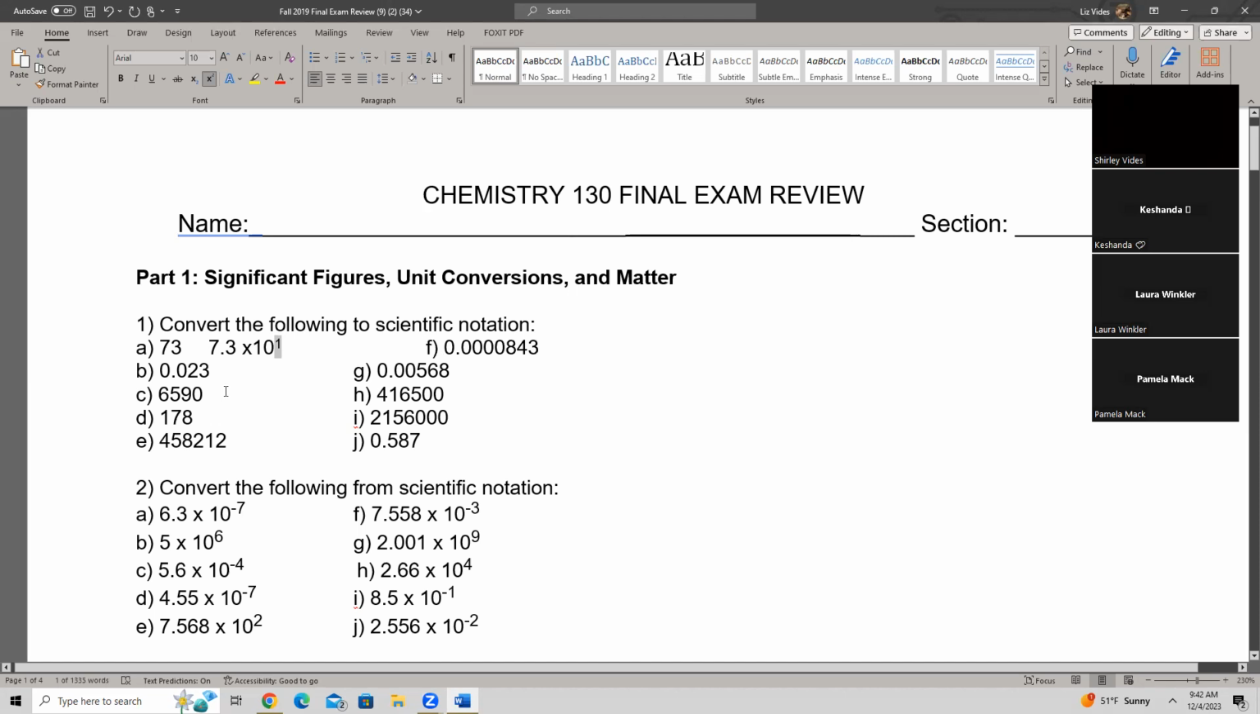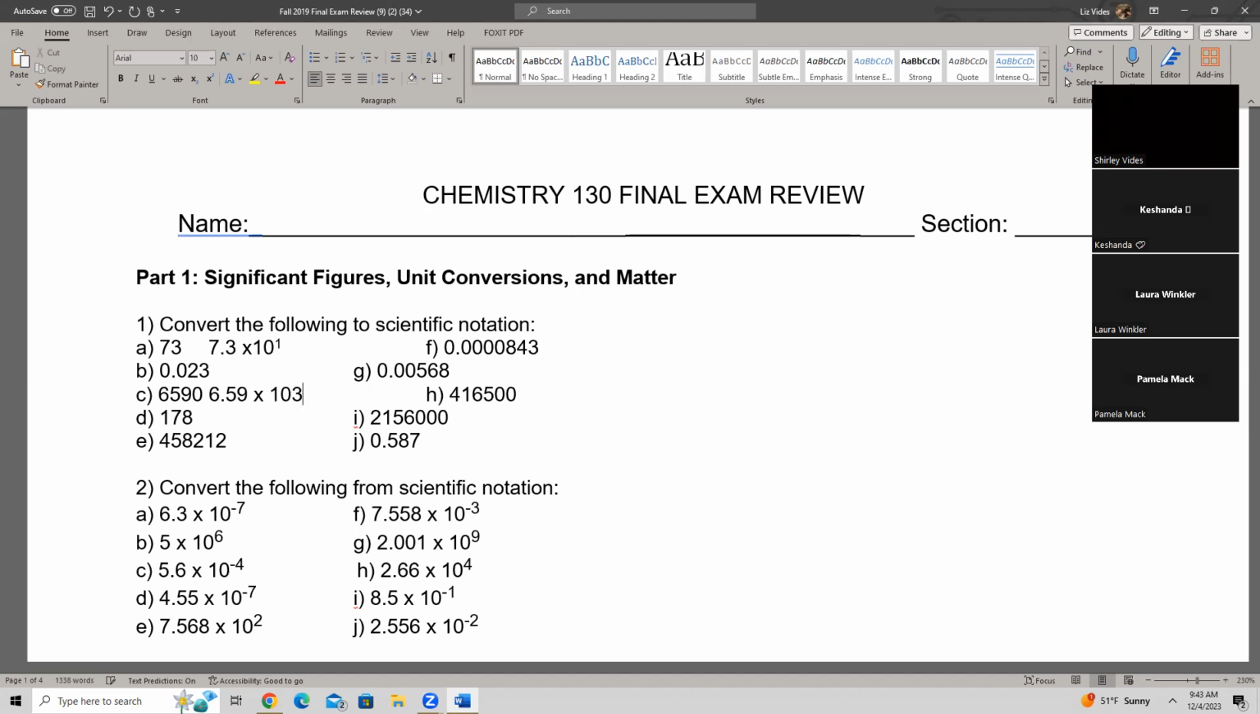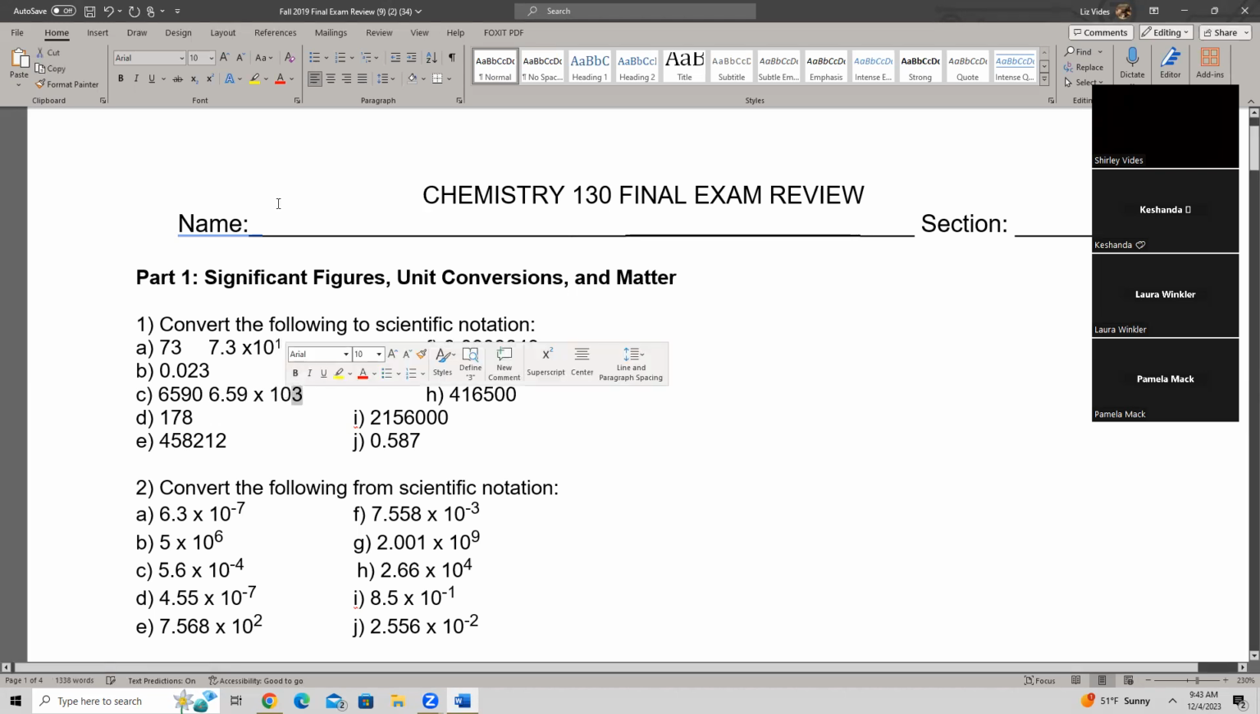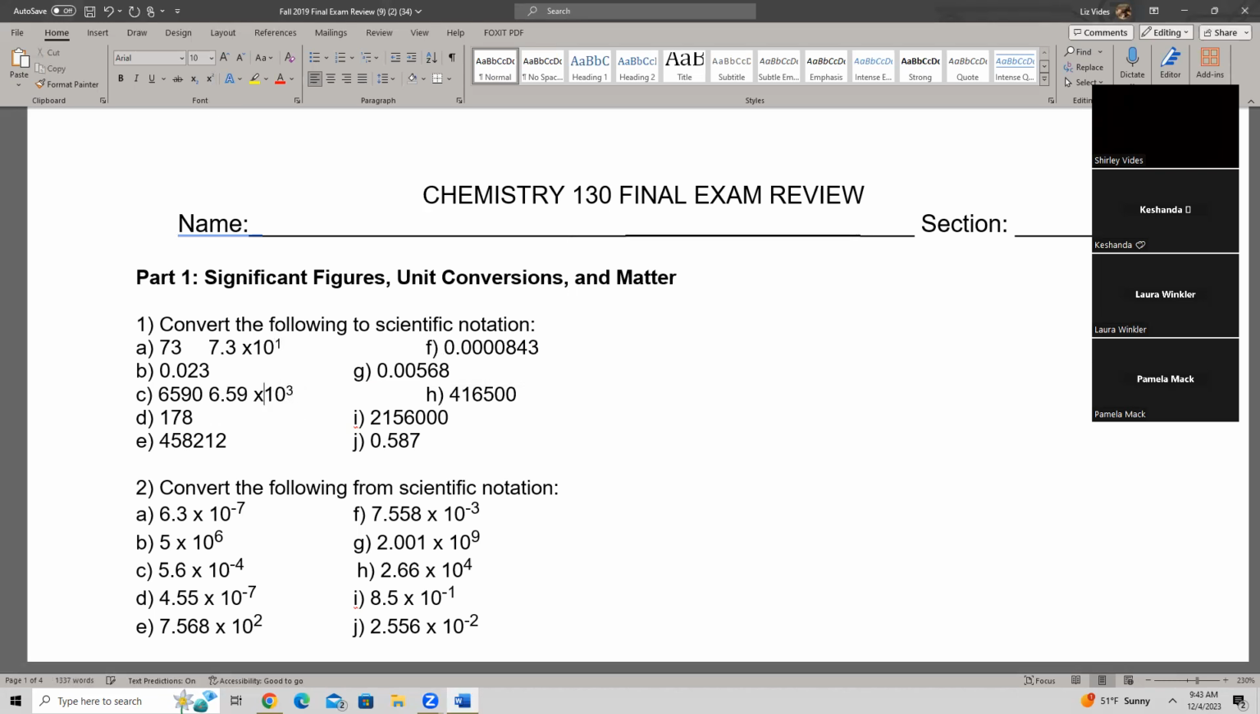And then C. All right, the other thing that you have to remember is that sig figs matter when you're doing scientific notation. So that one really only has 3, right? And we're moving it back 3. So times 10 to the third. And why is it positive? It's because it is larger than 1, the number that we started with. So it is always going to be positive if it's larger than 1.